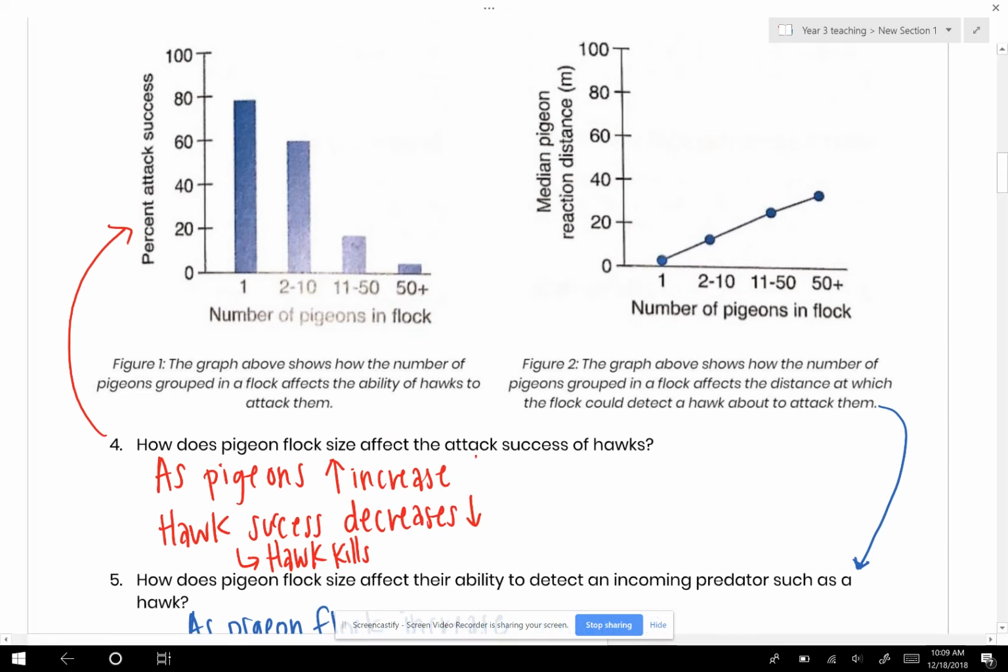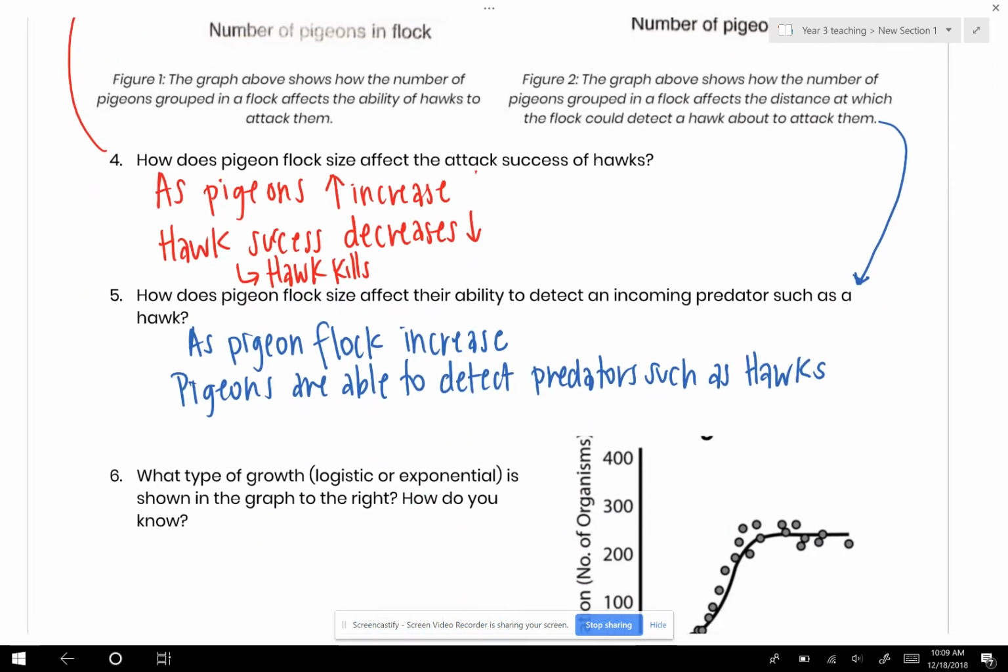I got this information from the graph up here, because when there's only one, you will see there is very little reaction time, but as you go up, they have more time to react. When there's 50 plus, I have a little under 30-ish meters to react, versus 1, where I have maybe less than a meter to react to that attack.